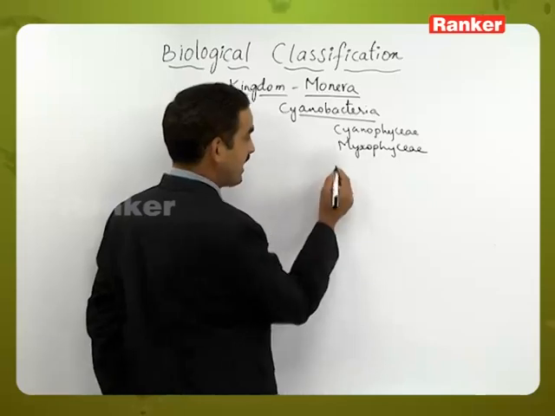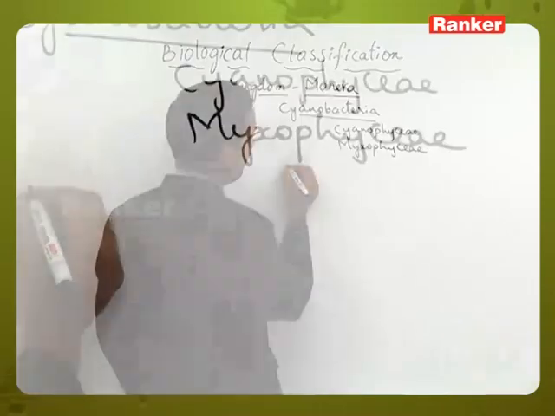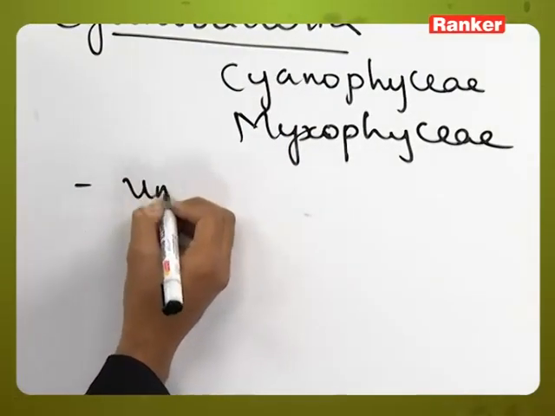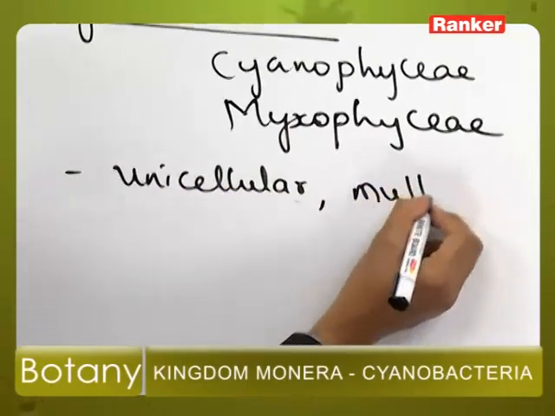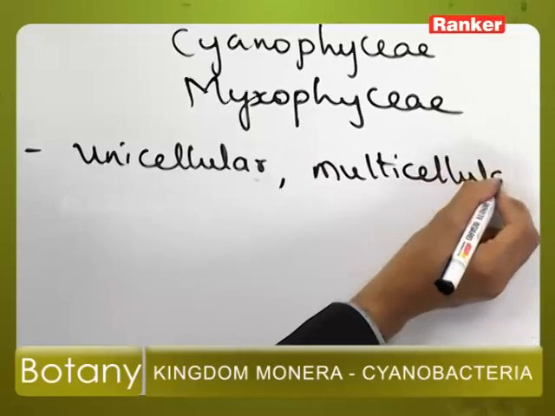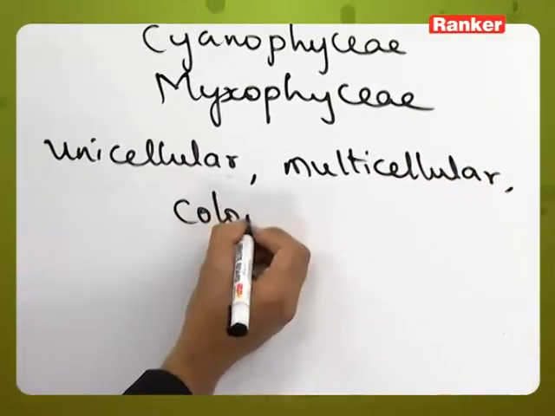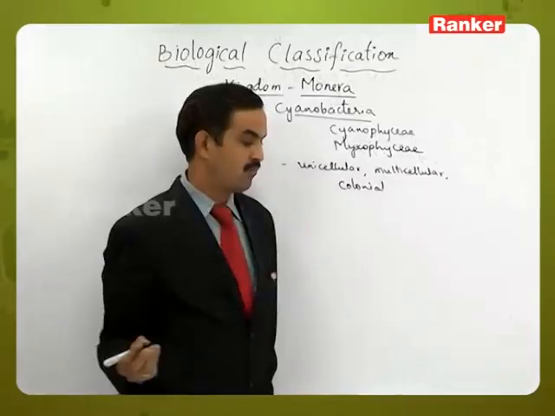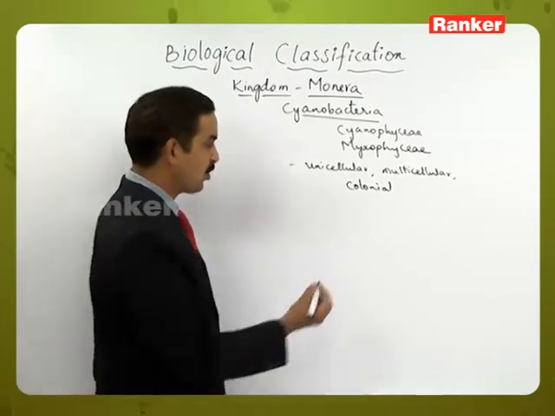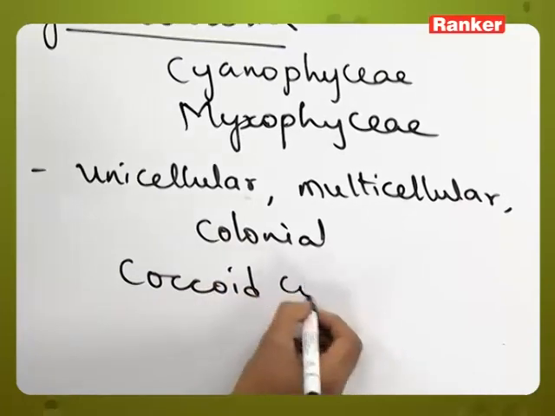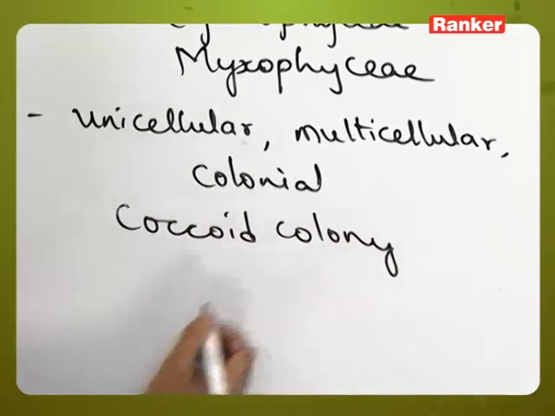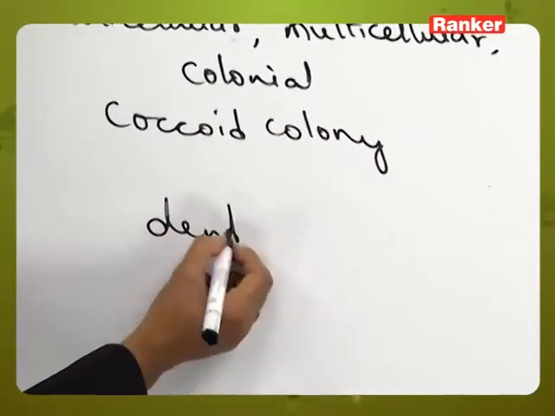And here these Cyanobacteria have one special feature, that they may be either unicellular, multicellular, or colonial forms. And when they are in the colonial form, they will be in the coccoid colony, and the other one is called the dendroid colony.